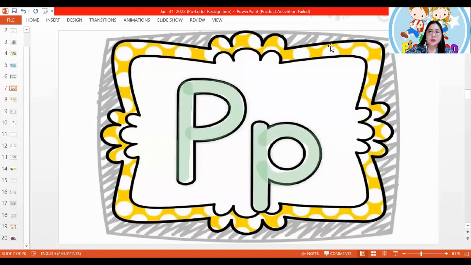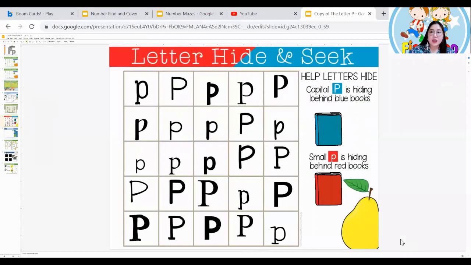Very good. So let's look at Teacher Sarah's slide, and let's color or find the capital and the lowercase letter p that are hiding. So all capital letter P should be hiding behind a blue book, and the lowercase letter p should be hiding behind a red book. So let's start with the blue book. This is the capital letter. How about we cover and count?